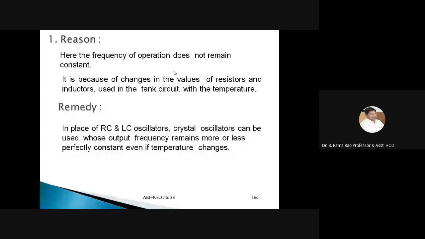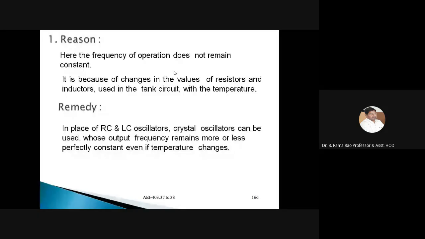Of course, if you operate the equipment at room temperature, there is no problem. But if you operate at a low or high temperature, there is a change in the values of resistors and inductors. If there is a change in the value of the resistor or inductor, there is automatically a change in the frequency of oscillation. That change is called frequency instability. So this is the first reason: temperature is one of the main reasons.